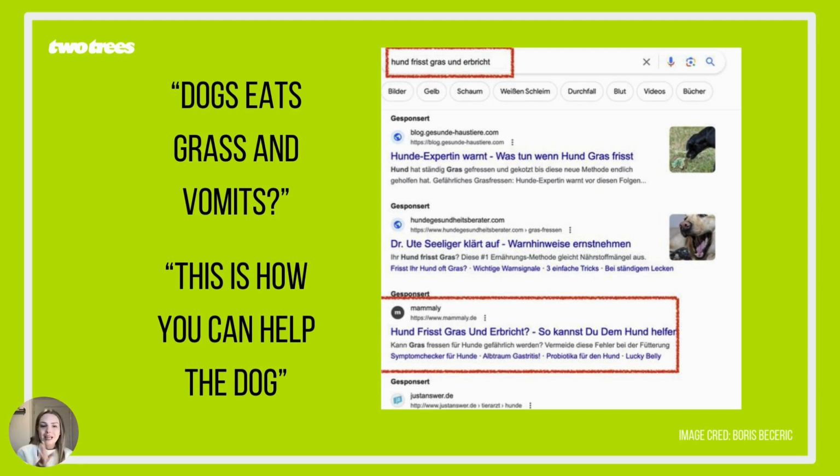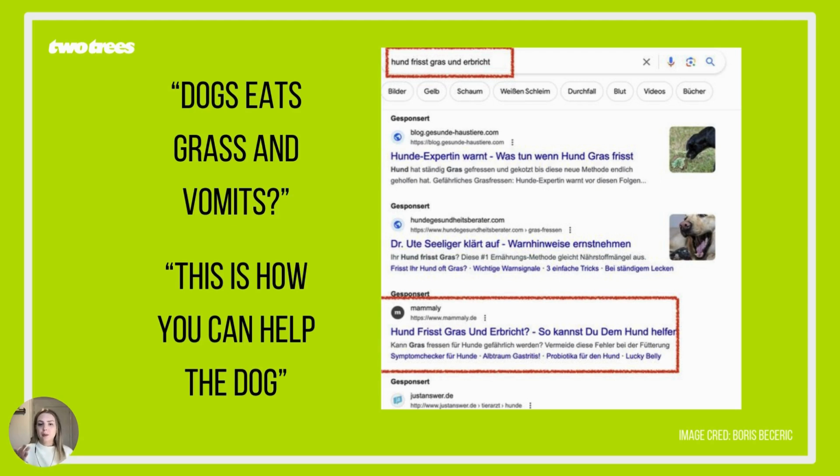But what he found really interesting was that the sponsored ad's first headline matched his keyword exactly. It's saying, did your dog eat grass and is it now vomiting? And then the next headline is, this is how you can help the dog. So while he turned to Google in this case for advice, he wasn't necessarily in that purchasing mode, and perhaps didn't even know a product existed that could help with this. This is a really, really effective ad.